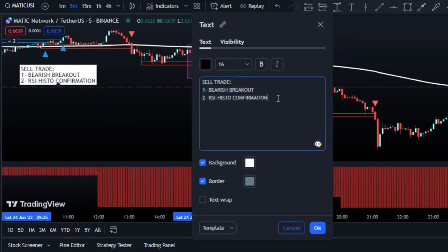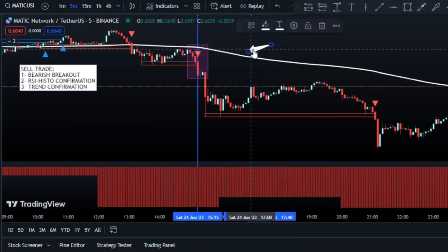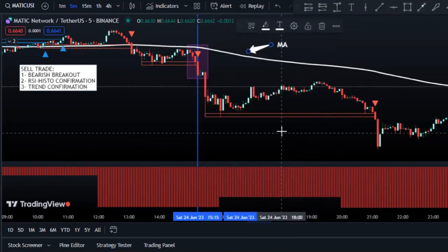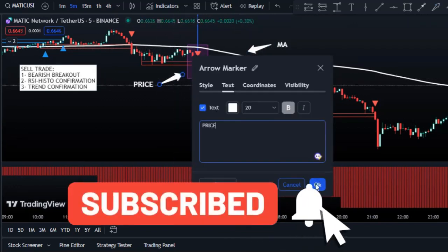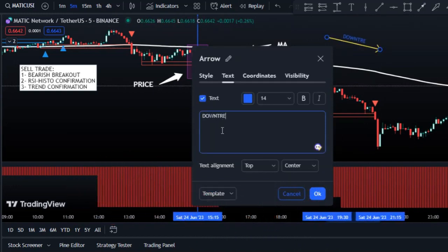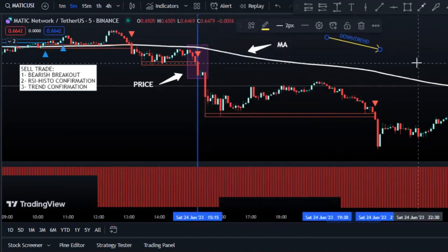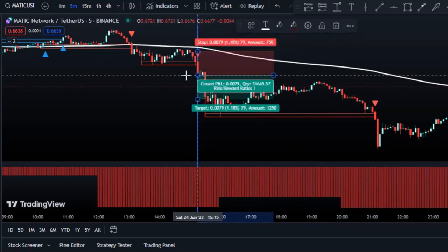And lastly, make sure the price is below the moving average, indicating a downward trend. If the price consistently stays below the moving average, it adds further support to your decision to enter the short trade. So after you've met these conditions, you can enter the trade at the closing price of the signal candle.